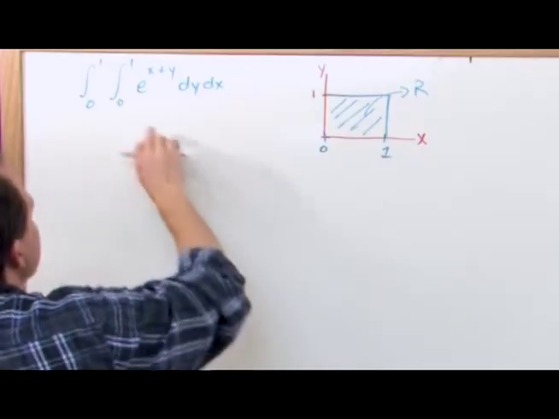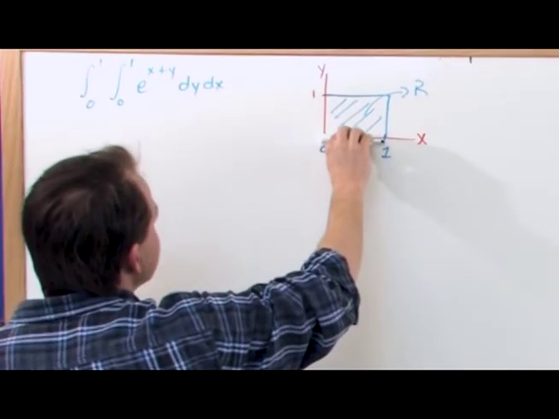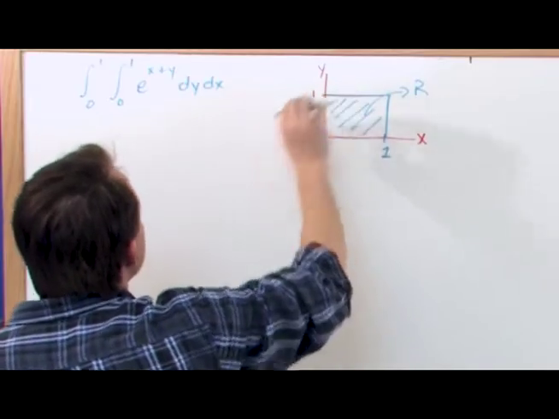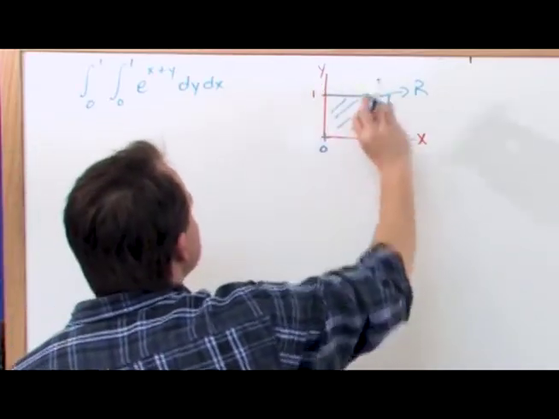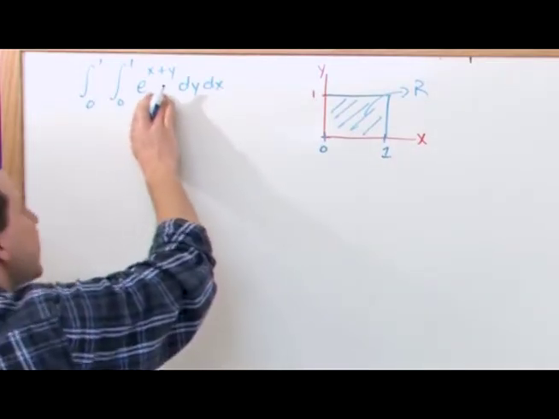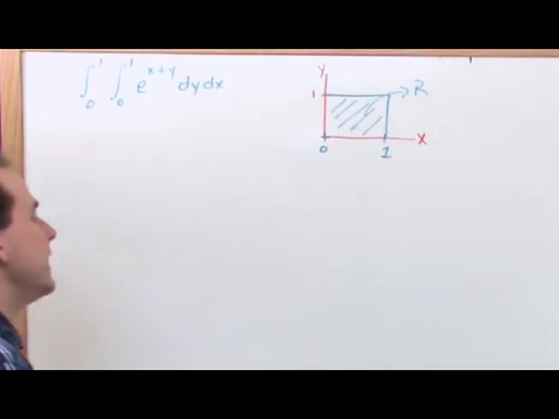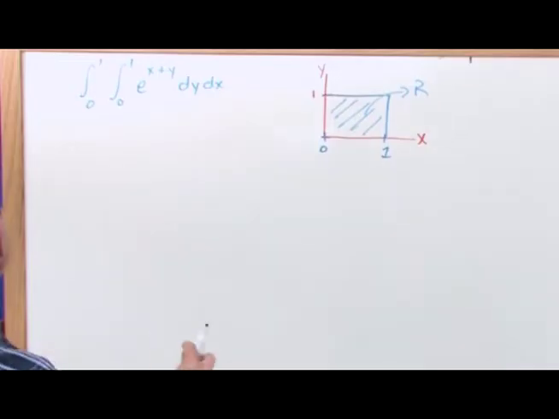You're going from y equals 0, a horizontal line, up to y equals 1, and then x equals 0 to x equals 1. So you're just evaluating over that region R. You're evaluating this function and integrating it, adding up all those little skyscrapers over the region R. Okay, so what do we do next?